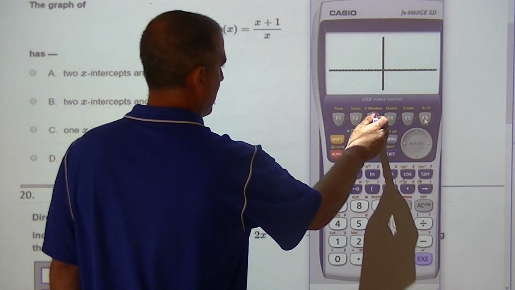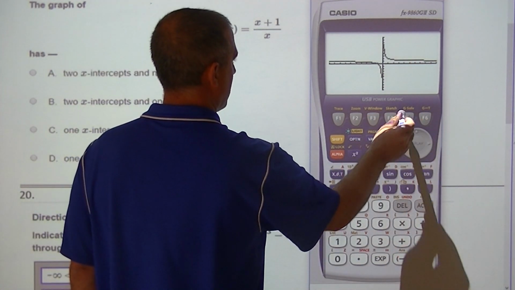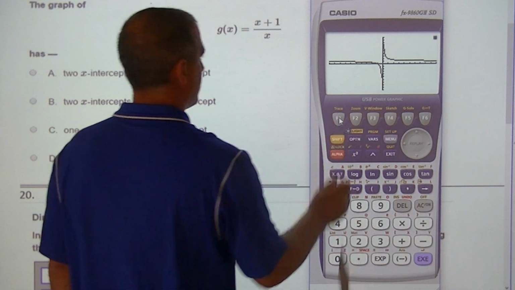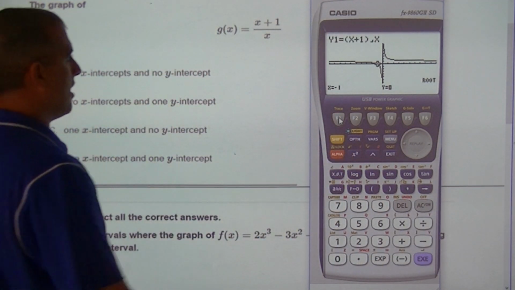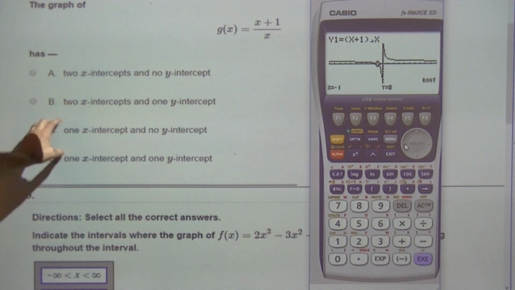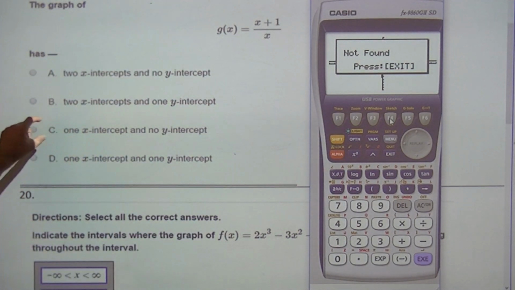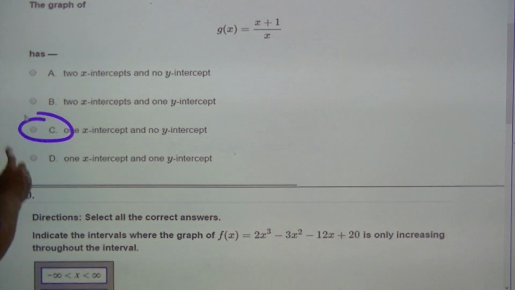Okay, let me fix my window. F3 twice always does that. Okay, G-Solve, root. Okay, I got one x-intercept. Let's see if I get any others. Nope. So I got one x-intercept, so these two have been eliminated. G-Solve, y-intercept. It's none. Okay, so that answer has to be here.